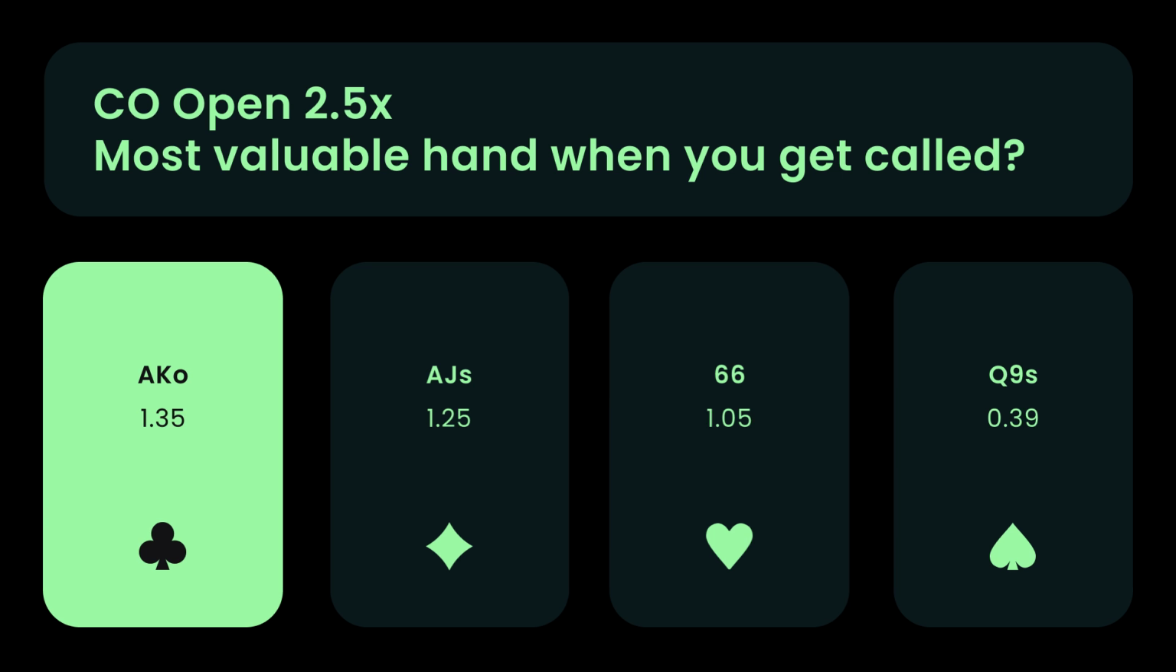I think a lot of people would have chosen 6-6 here just because it's so easy to set mine with a hand like this. Like, I feel like 6s is just easier to play. But no, Ace-King offsuit in this case.